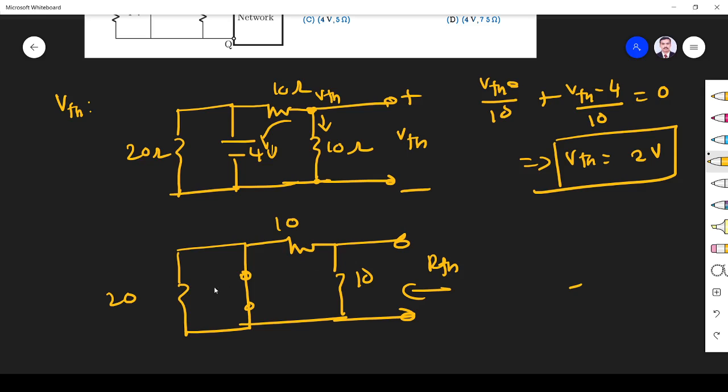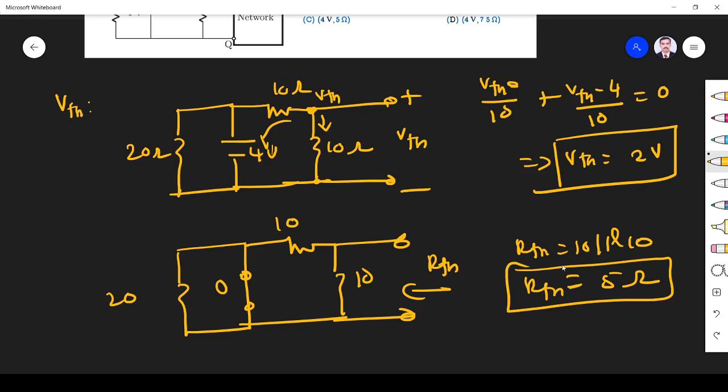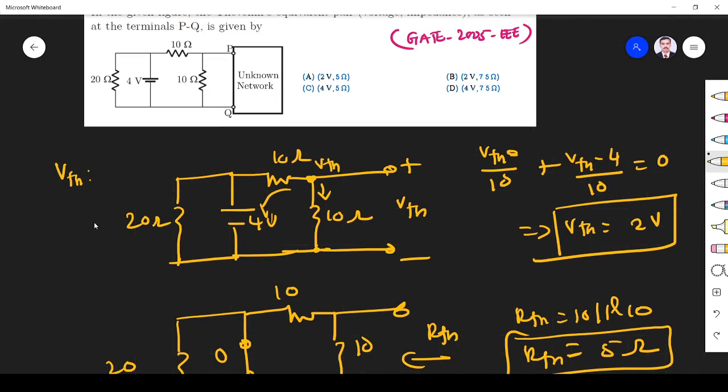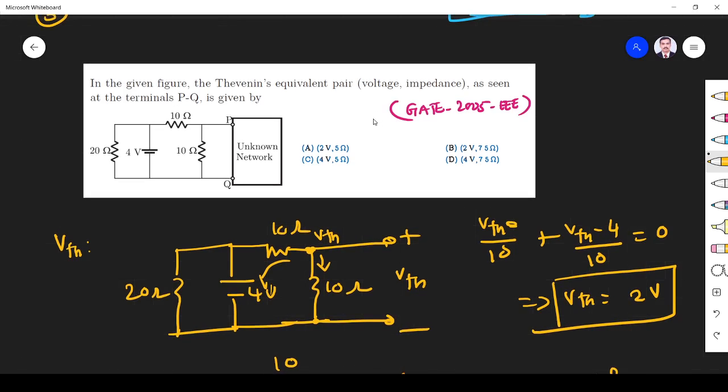So here you see these two are in parallel. A resistance in parallel with the short will become 0. So here it will be 0. Now these two are in parallel, 10 parallel 10. So that will give 5 ohm. So R Thevenin is 5 ohm. Fine. V Thevenin is 2 volt. Right? So what they ask, equivalent circuit: R Thevenin 5 ohm, 2 volt. So option A is the right answer.